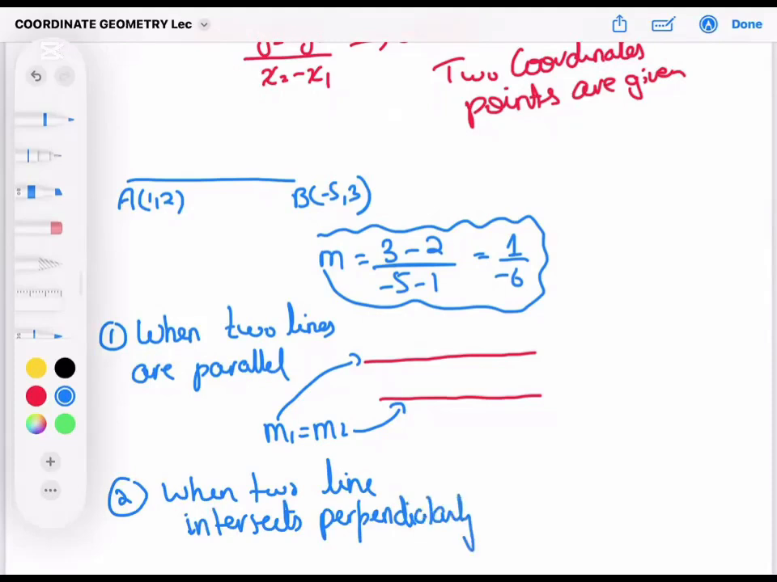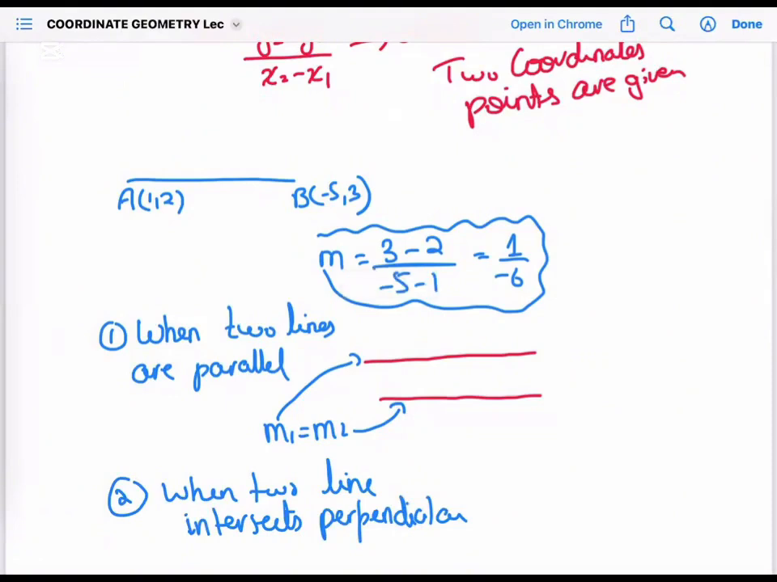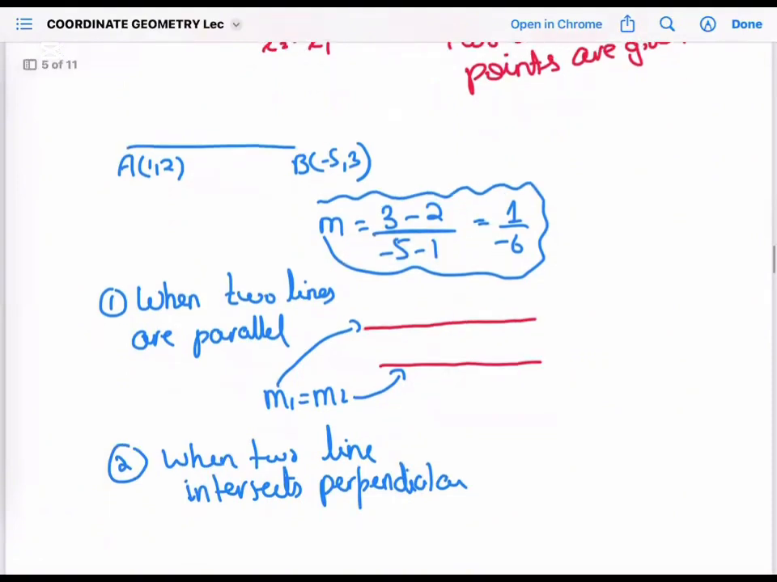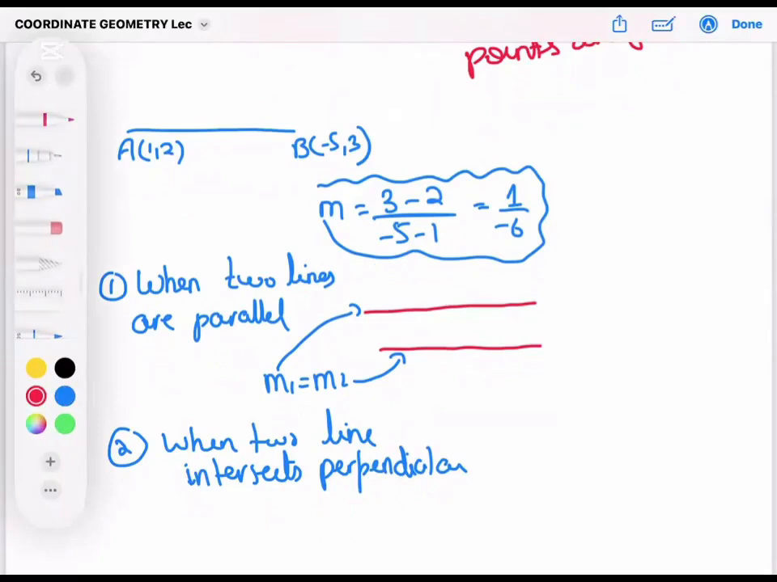When two lines intersect perpendicularly, okay. So what does perpendicular mean? Perpendicular means the two lines are intersecting at a 90 degree angle. For example, one line is this and the second line is intersecting with this line at 90 degrees. So when two lines intersect at a 90 degree angle, this is called a perpendicular line. So when two lines are perpendicular, then the condition will become m1 multiplied by m2 equal to minus 1.